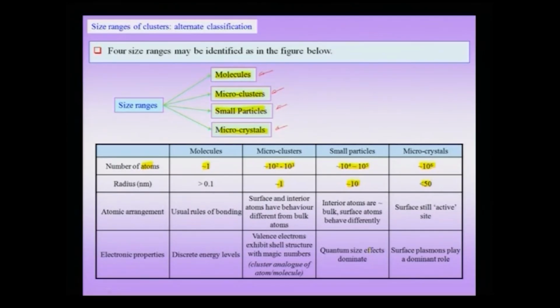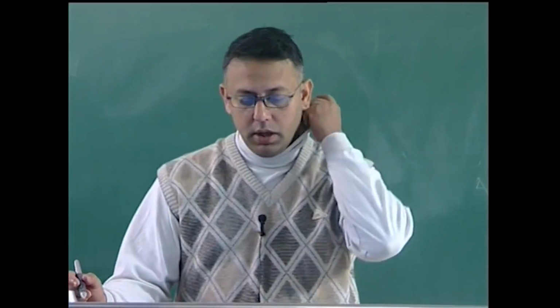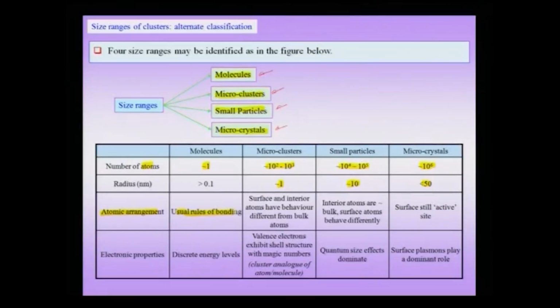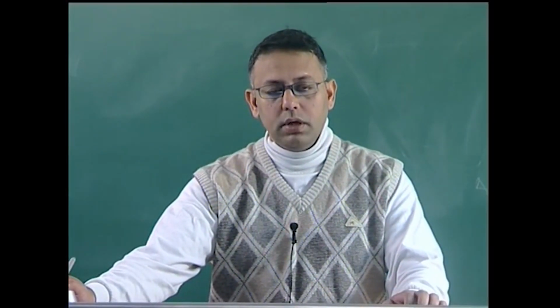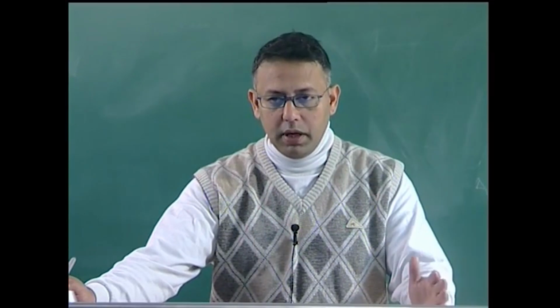When you are talking about bonding characteristics or the atomic arrangement, for molecules, of course, you have the usual rules of bonding. In other words, they could be covalently bonded, or the bonding could be polar covalent, etc. In microclusters, the surface and interior atoms have behavior very different from bulk atoms. Now, I am comparing the surface atom sitting in a microcluster and the interior atom in a microcluster with what you might call a bulk atom in a bulk crystal.